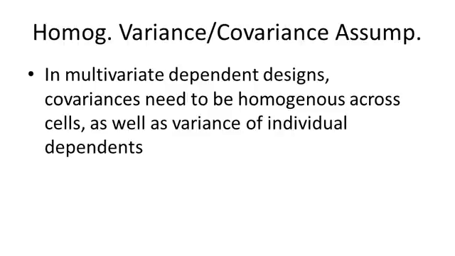The next thing is that you also want homogeneous variance and covariance, in particular in multivariate dependent designs. Basically, the covariances need to be homogeneous across the cells. They shouldn't be changing. And the variance of the individual dependents also needs to be consistent.